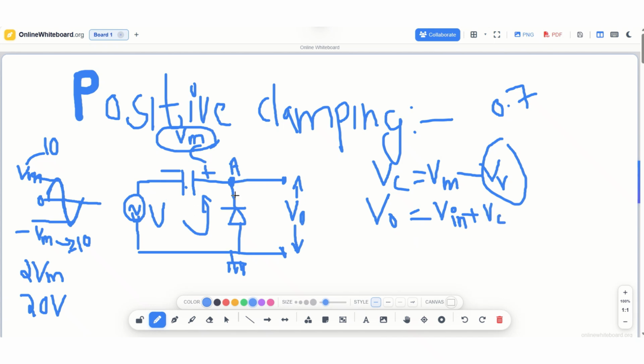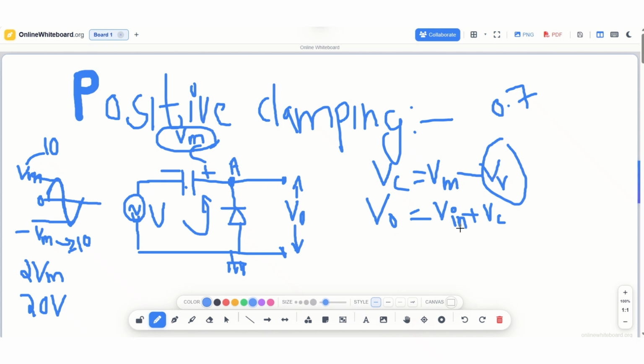In the case of positive clamping, during the negative half cycle, the capacitor charges to peak voltage Vm. From the output side, the direction of capacitor voltage is from higher potential to lower potential. So at the output peak, we are getting Vm volt, and from the output side, the polarity of the diode is negative and positive. So the cut-in voltage we can take as minus V gamma, or minus 0.7.